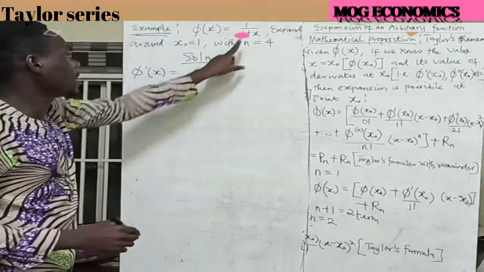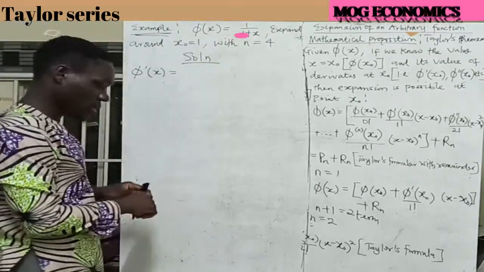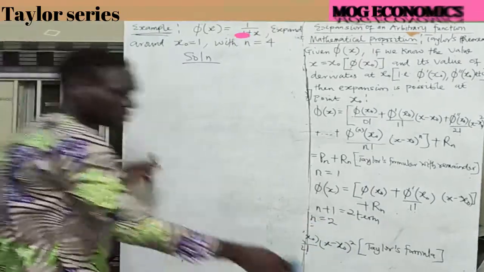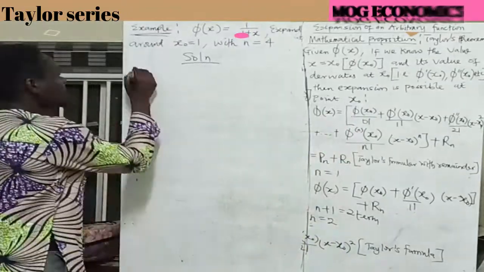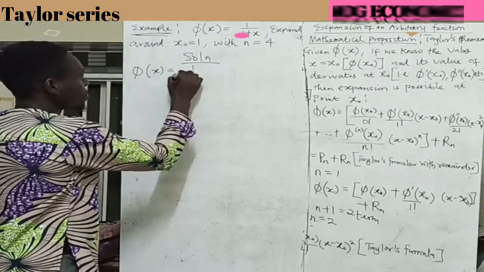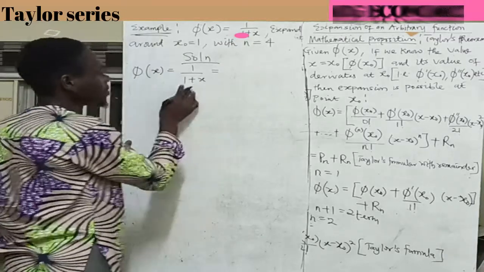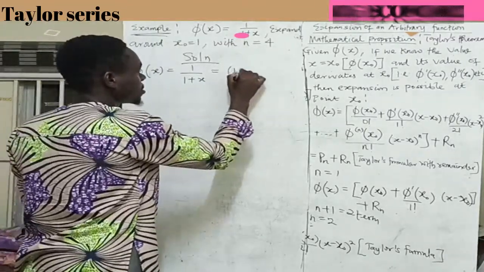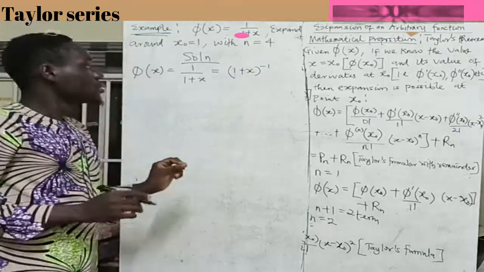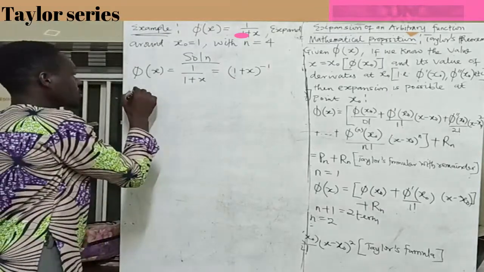What do we have here? Looking at this function, sorry, I think I'll quickly have to rewrite the question. Okay, so we have this. Now we can write this function as this. Alright, so now the first order differentiation.